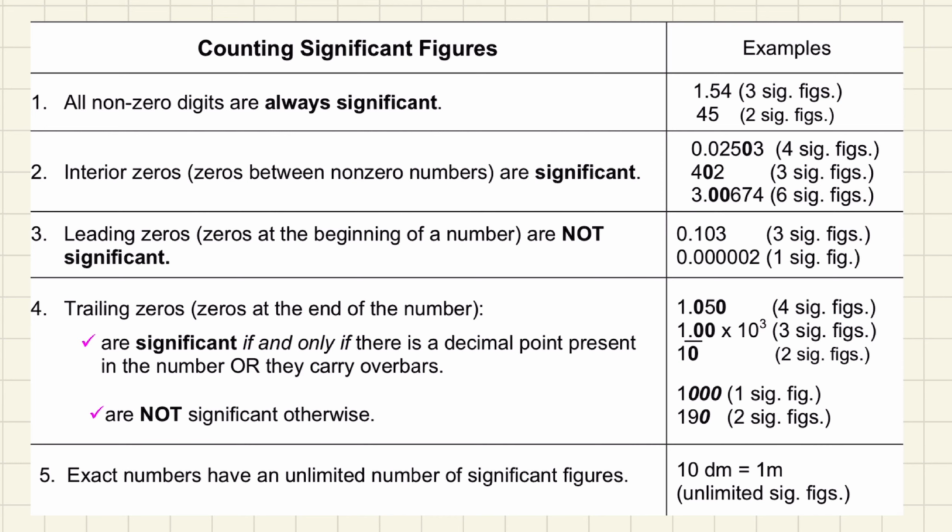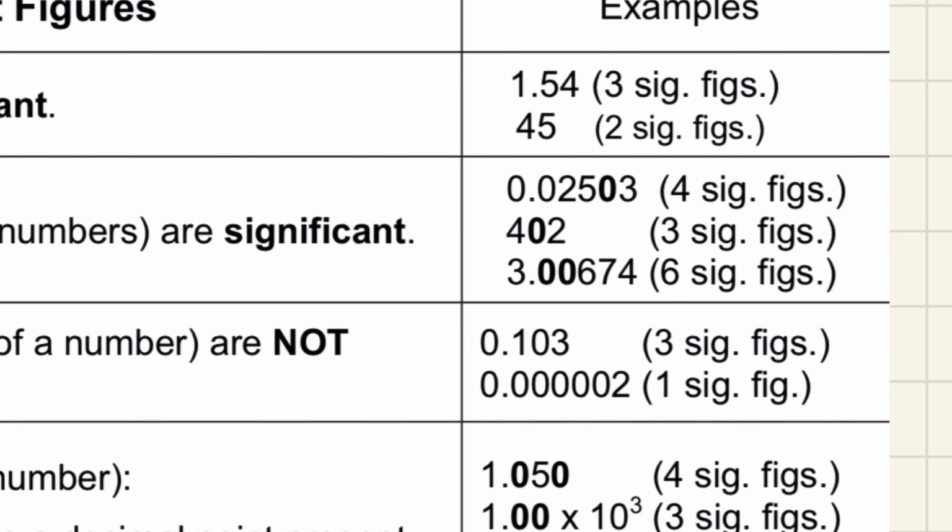In order to know how to apply significant figures and count them accurately, we have to understand these 5 principles. The first one is that all non-zero digits are always significant. That means that, for example, 1 is a non-zero digit, 5 is a non-zero digit, 4 is a non-zero digit, and so on. Anything that is not a zero, we have to count.